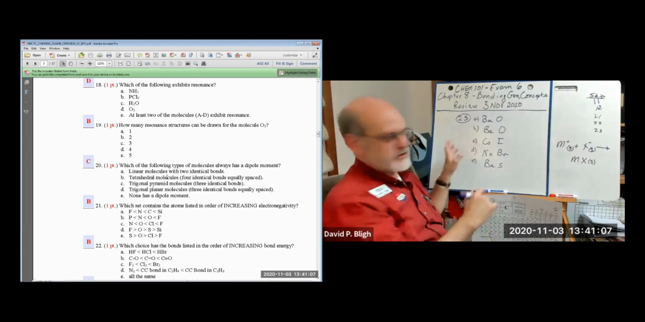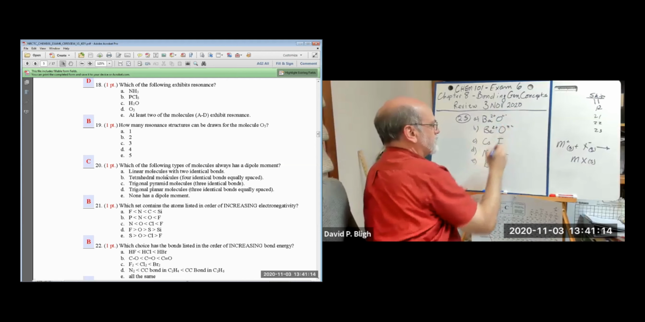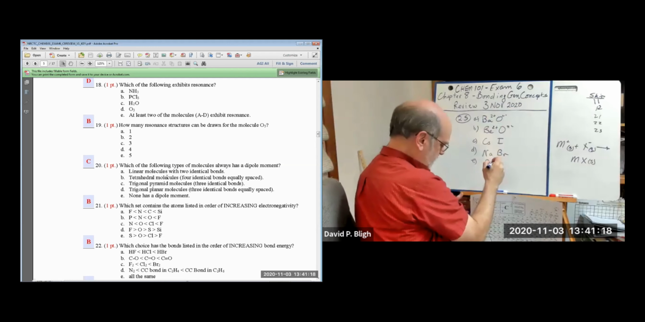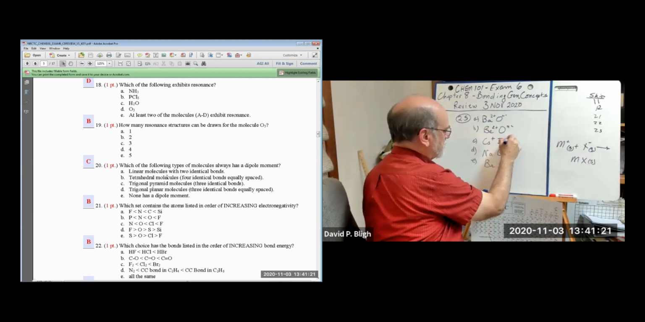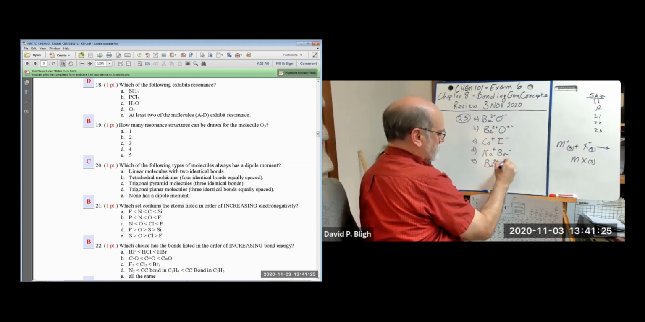So let's say, what are the charges here? Barium and oxygen, that's 2 plus, 2 minus, 2 plus, 2 minus, right? Yep. Cesium, that's 1 plus and 1 minus, 1 plus, 1 minus, 2 plus, 2 minus.